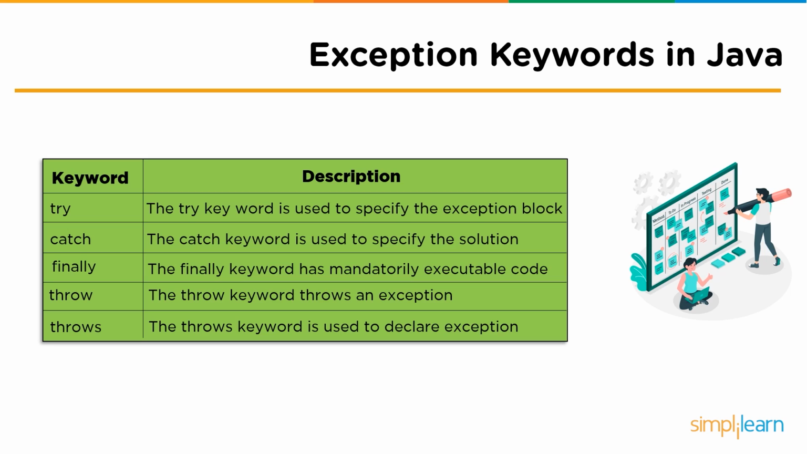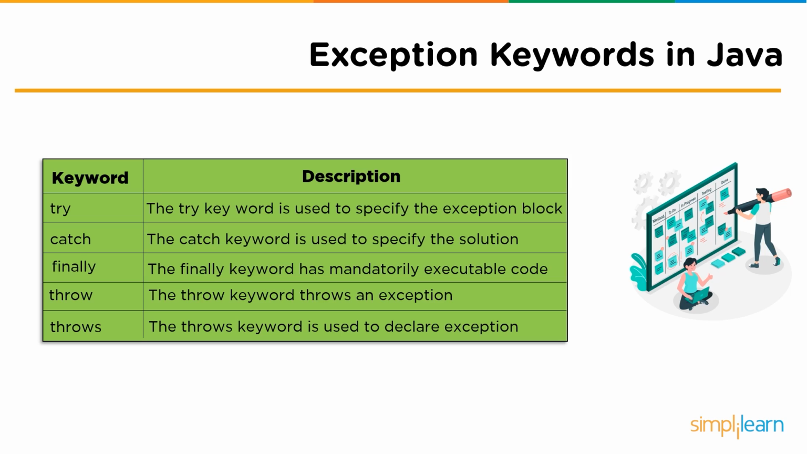Followed by that, the solution for that exception will be defined in the catch block. So the catch block is used to specify the solution. Finally, finally is a keyword which has the executable code which is completely mandatory for a program to execute. Followed by finally, we have the throw keyword. The throw keyword basically throws the exception when it is found during the runtime.